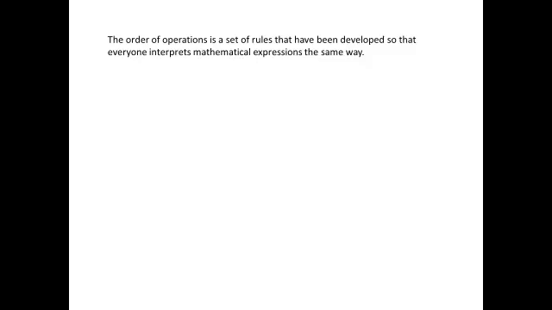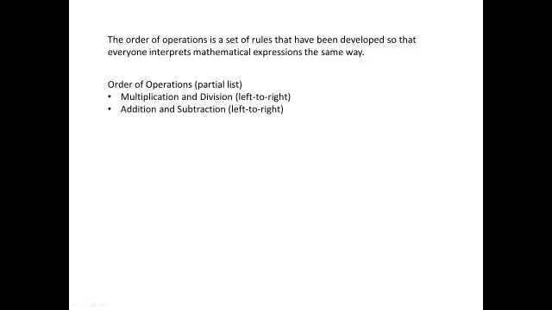Mathematicians have come up with this thing called the order of operations. The order of operations is a set of rules that have been developed so that everyone interprets mathematical expressions the same way. And the reason why we've picked the rules the way we have is because it will make things in the future easier to read and easier to calculate. Here's a partial list of the order of operations. You do multiplication and division, left to right, and then you do addition and subtraction, left to right.